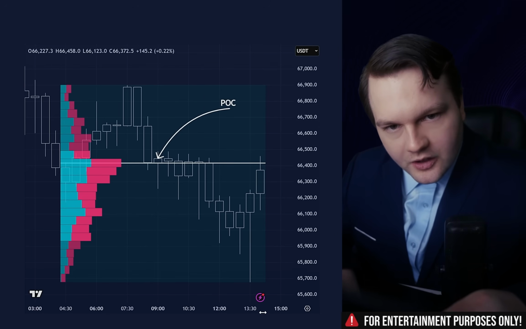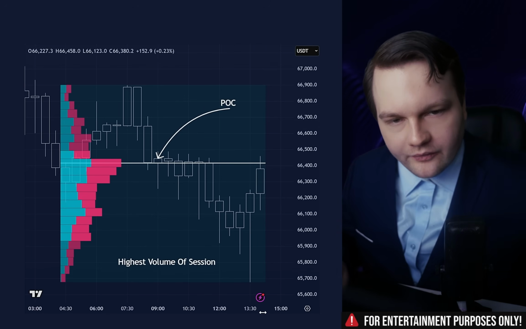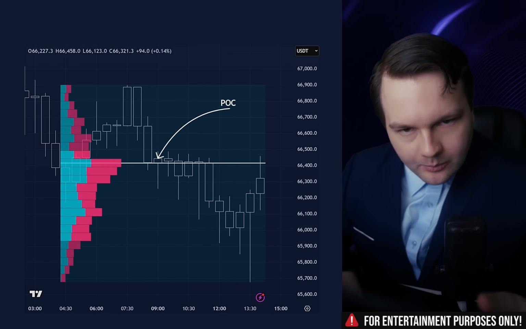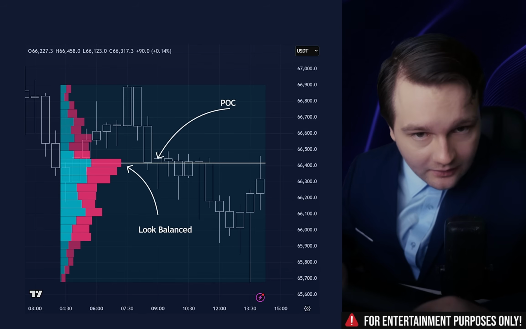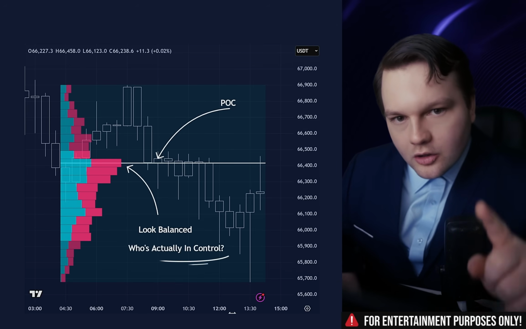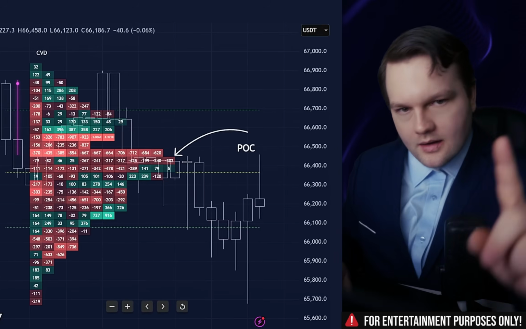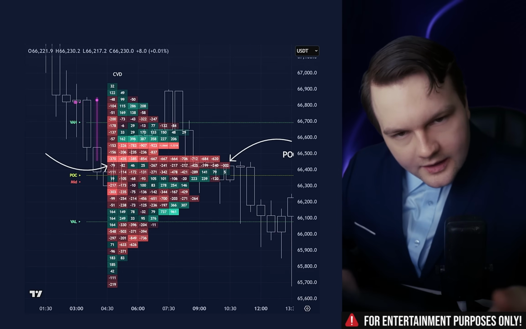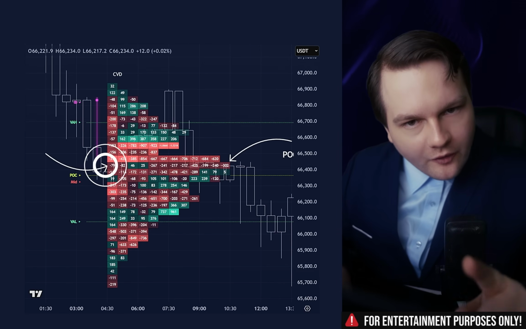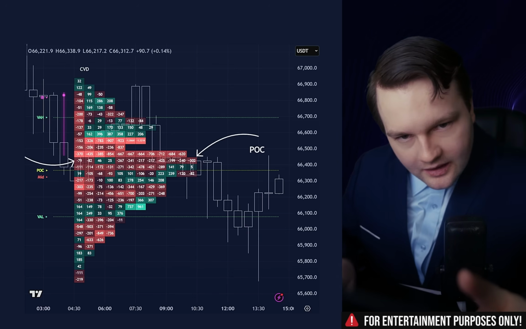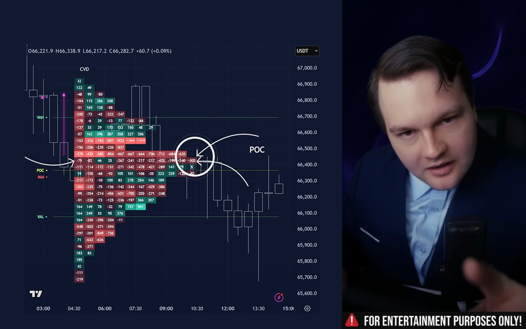This is the point of control, the highest volume of the session. But here's the problem. This looks balanced. I have no idea who's actually in control. Now look at this profile. Early in the session, buyers and sellers fought for control. But since then, aggressive sells have dominated this area.